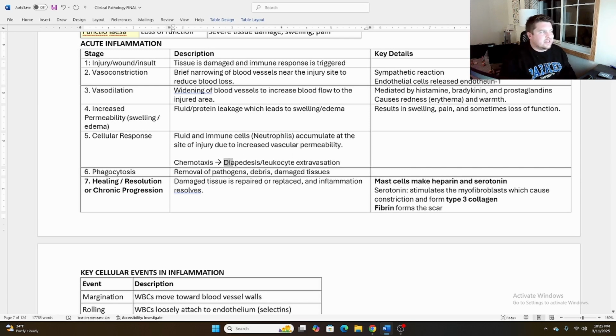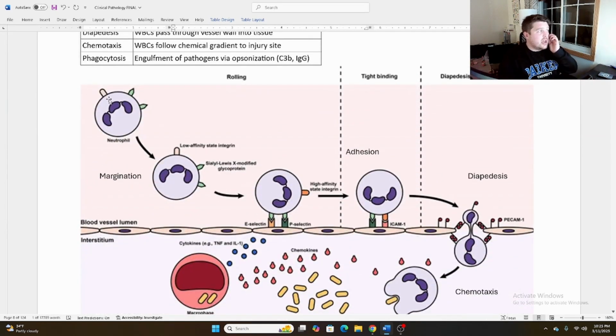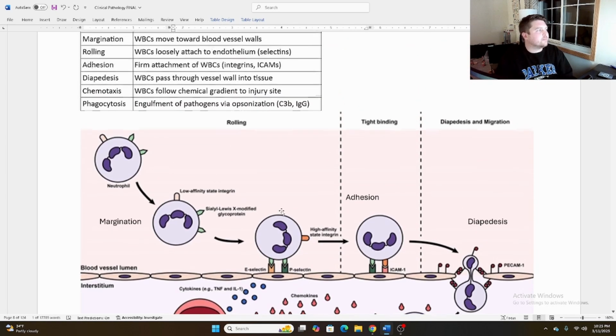It triggers diapedesis. Diapedesis is the process of the cells going from the bloodstream, getting closer to the endothelial wall. Then they do a little rolling along it until they match up and bind and adhere, and then do diapedesis, which is the immune cells passing through the endothelial wall into this space to go and do the phagocytosis.